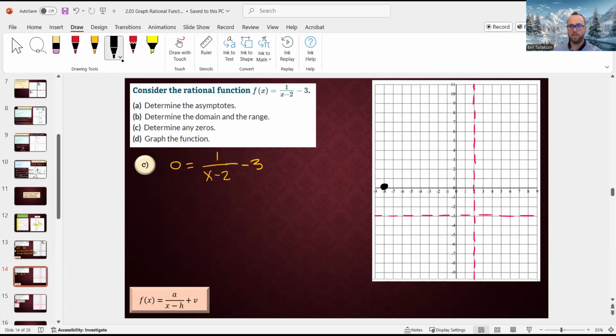Because any point on the x-axis, y is 0. And any point on the y-axis, x is 0, right? That's why that works out so nice, and let's do it. Easiest thing first.